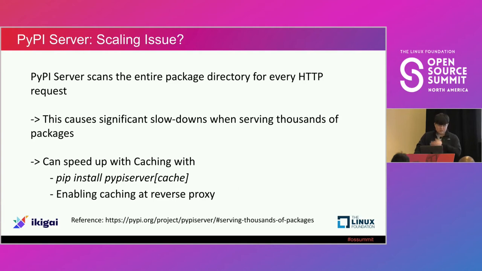So what you can do is install the PyPI server cache manually in your PyPI server. Every time a package is updated or requested, it remembers the location of each PyPI package and then returns it immediately. That's one way you can speed it up a lot. PyPI server cache internally uses the watchdog Python library. It monitors file changes, and that's how it maintains the cache of where each package is. If you want to do more, you can enable caching at the reverse proxy level. Nginx has built-in caching logic, so you can utilize that too. If you want to see how that works, you can go to the reference at the bottom. So you can resolve the scaling issue by doing this, a kind of manual approach.